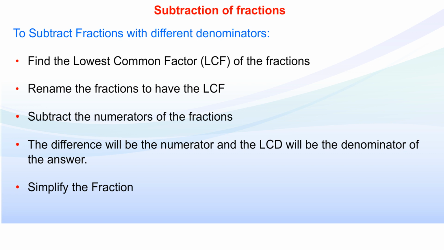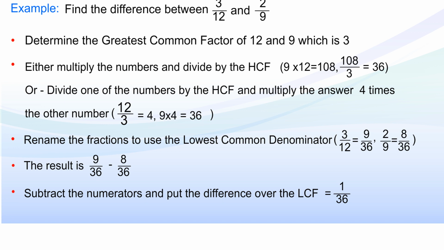Subtraction of fractions. To subtract fractions with different denominators, find the lowest common denominator, LCD, of the fractions. Rename the fractions to have the LCD. Subtract the numerators of the fractions. The difference will be the numerator and the LCD will be the denominator of the answer. Simplify the fraction. Example. Find the difference between 3 by 12 and 2 by 9.